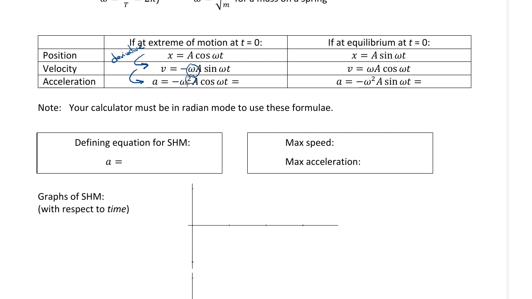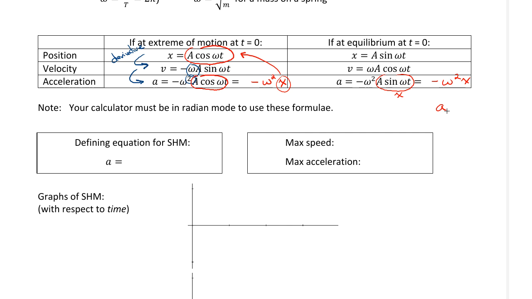Also notice that this part, A cos omega t, is exactly the same as this. And so we can simplify the acceleration-time relationship as being negative omega squared times the position. This is the left side of this equation, and this is the right side. Similarly here in the other column, we see the same thing: a is equal to negative omega squared times the position. And so that actually is the defining equation for simple harmonic motion.